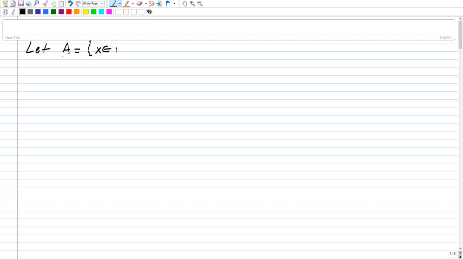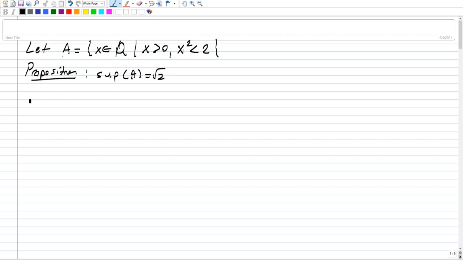Let A be this set. Proposition: the supremum of the set is square root of 2. Okay, proof.